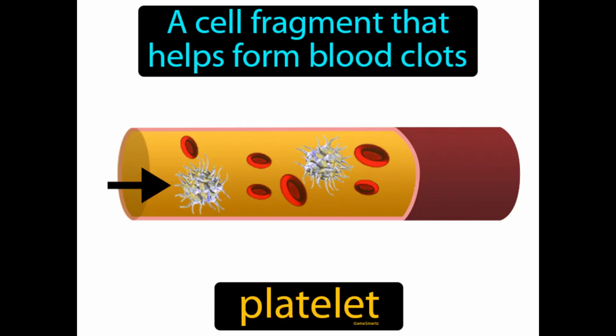A cell fragment that helps form blood clots. Platelet. Platelets are tiny pieces of cells in the blood that help stop bleeding by forming clots.